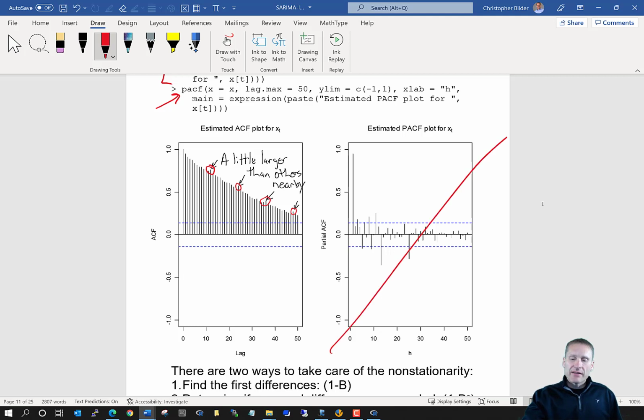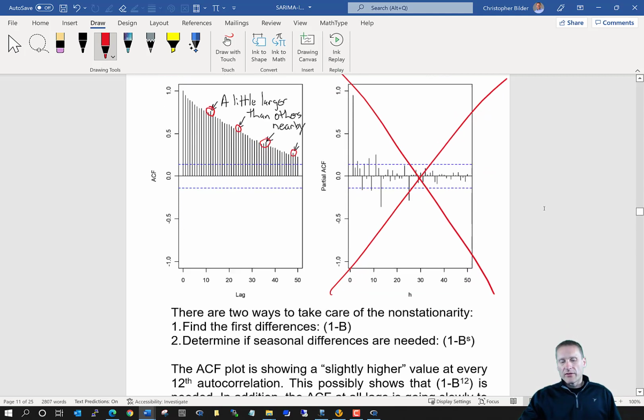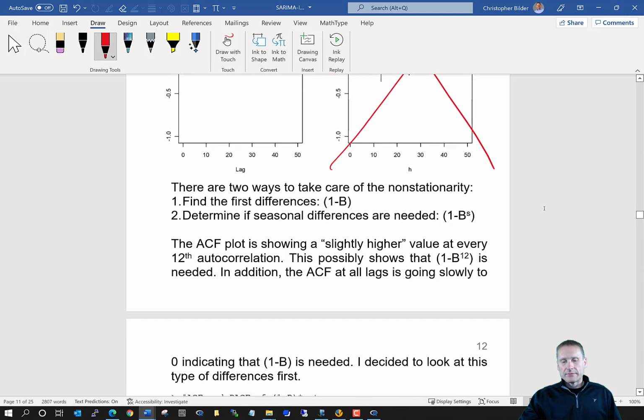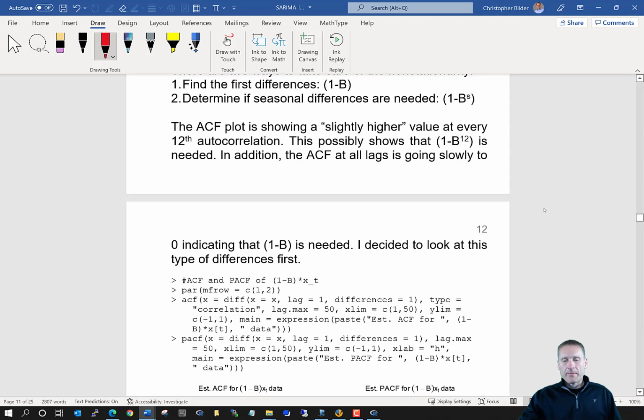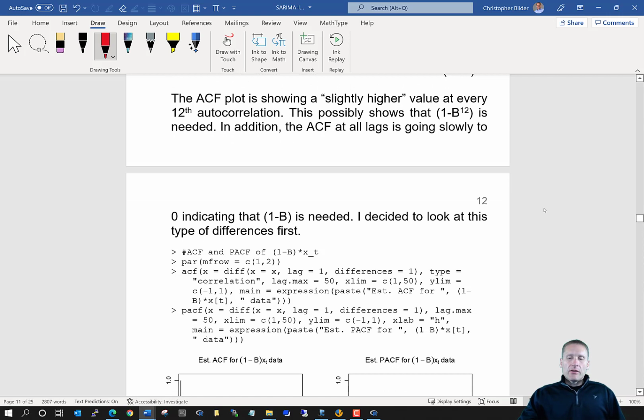Because I have the non-stationarity in the mean, I wouldn't even look at my partial autocorrelation function plot. So what the ACF is telling me is that I need to incorporate a 1 minus B to the 12th and also a 1 minus B.